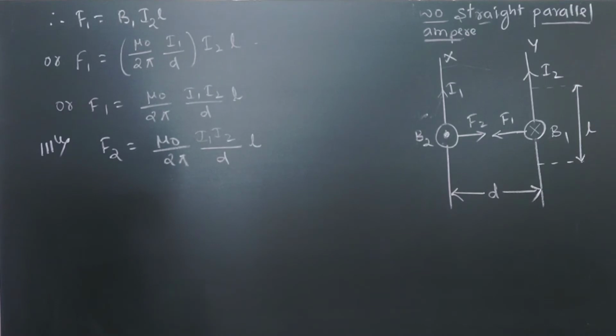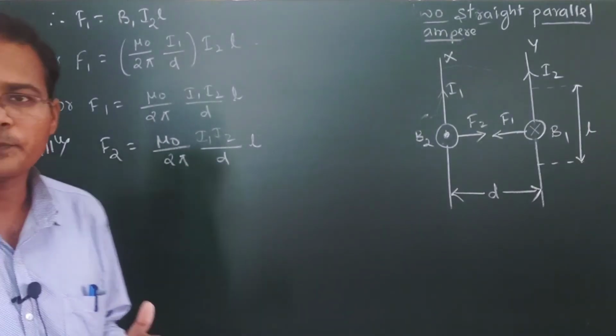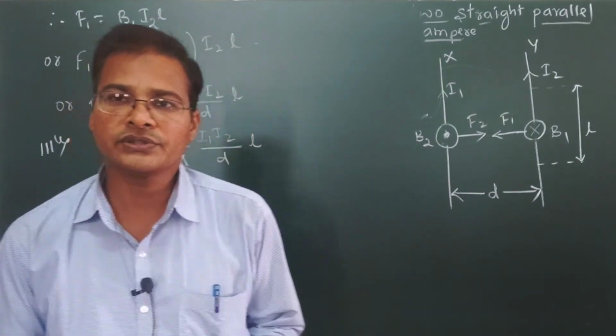The conductors attract each other when the currents are in the same direction and repel each other when the currents are in opposite directions. F1 and F2 are the mutual forces, therefore the force of attraction or repulsion.